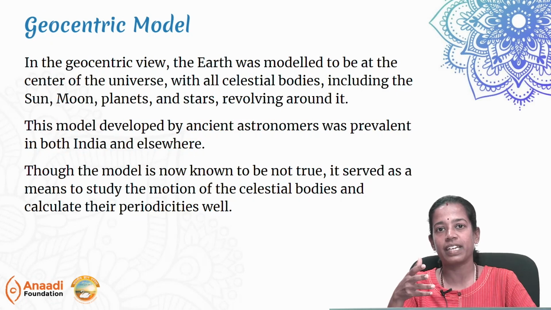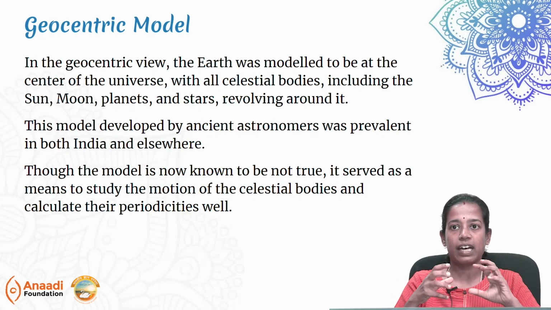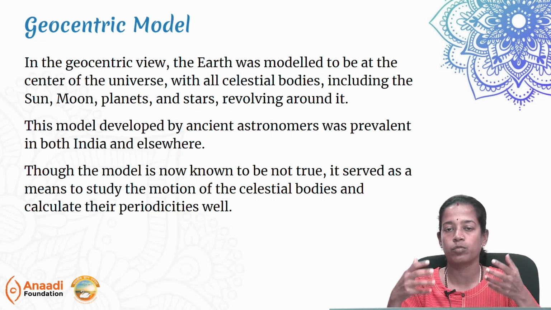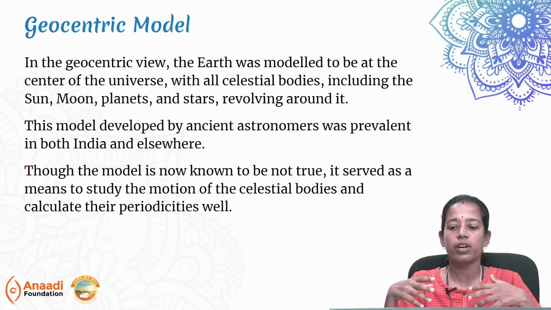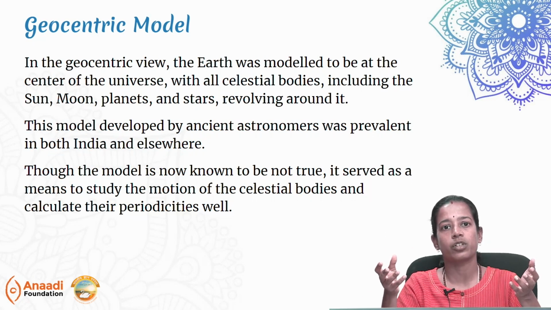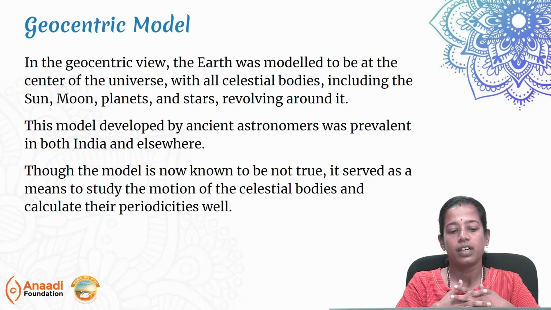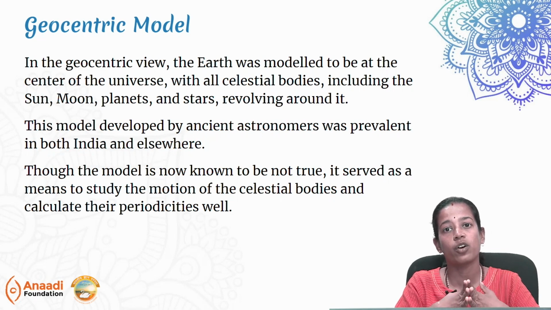So, to summarize, the geocentric view necessarily saw Earth as the center of the universe with all the celestial bodies, including the sun, moon, the planets and stars revolving around it. This model was developed by astronomers prevalent at that time, both in India and other parts of the world. Though the model is now not to be seen as very true, it served as a means to study the motion of celestial bodies and calculate their periodicities as well.